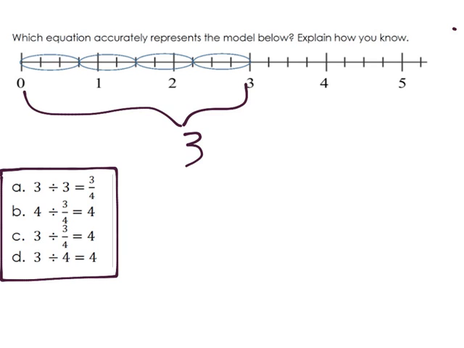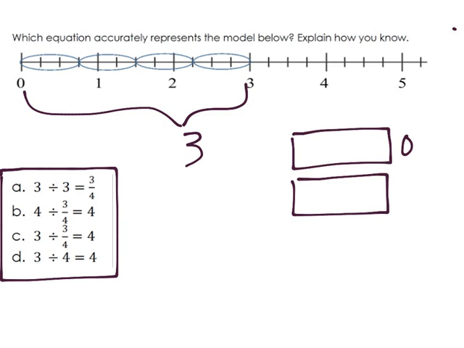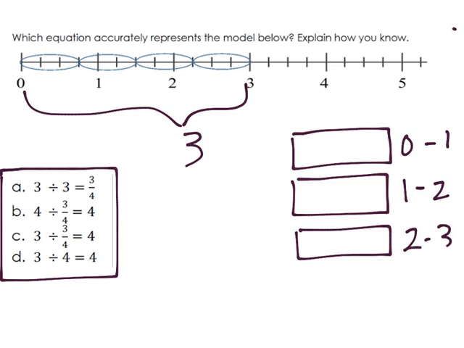And then I need to think to myself, okay, what is the spacing? What is the fractional piece that is being represented? I see that if this represents 0 to 1, this represents 1 to 2, and this represents 2 to 3, I want to see how many pieces I split them into. I see 1, 2, 3, 4. So they're split into fourths.